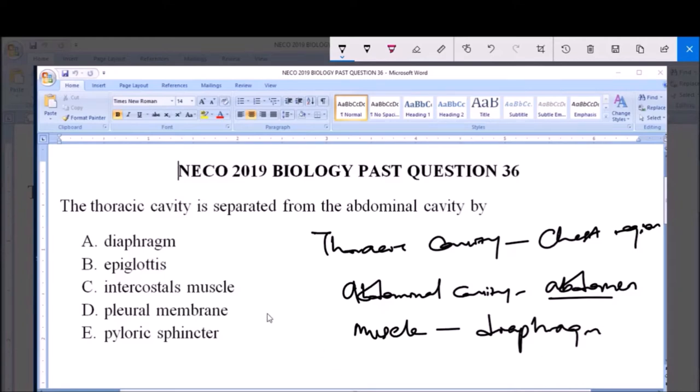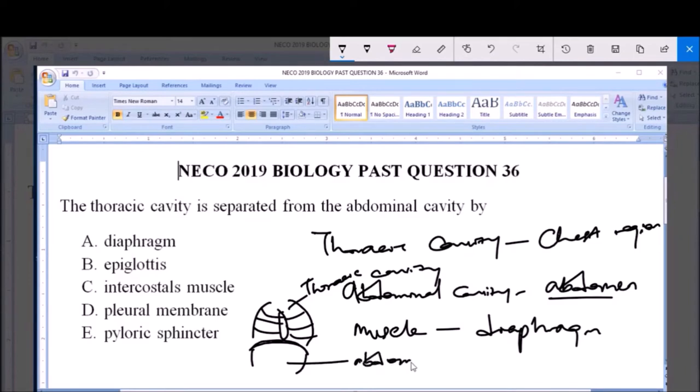Now let me just give a brief sketch. Let's take for instance, this is the thoracic cavity with the ribs. This is the sternum with the ribs. Now the diaphragm is a muscle like this. This is the diaphragm, separating this thoracic cavity from the abdominal cavity. This is the abdominal cavity.